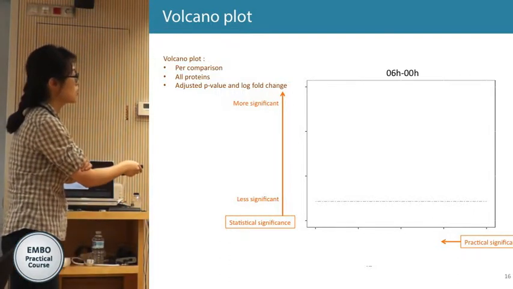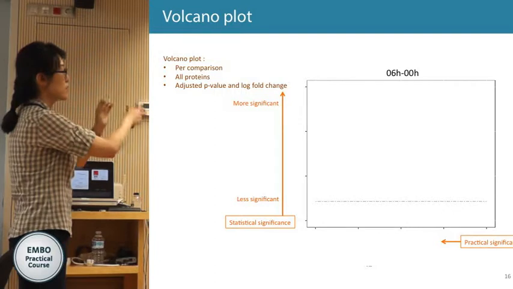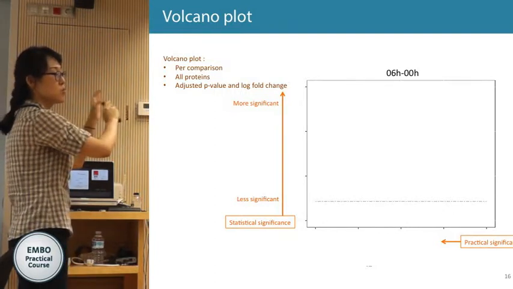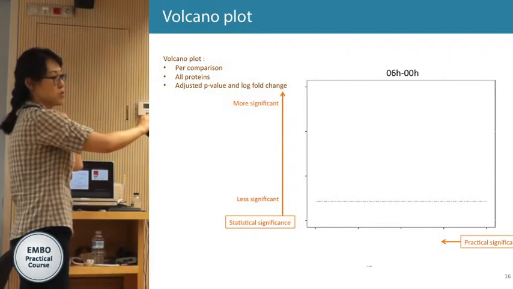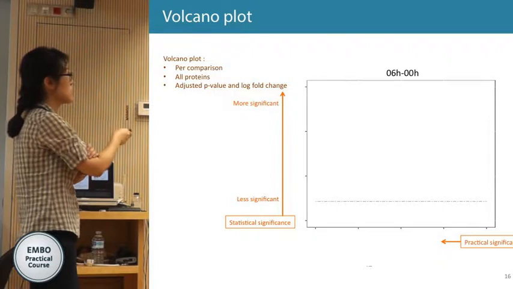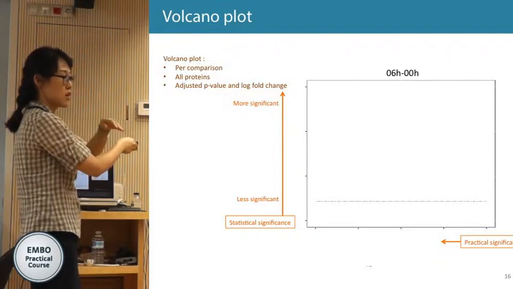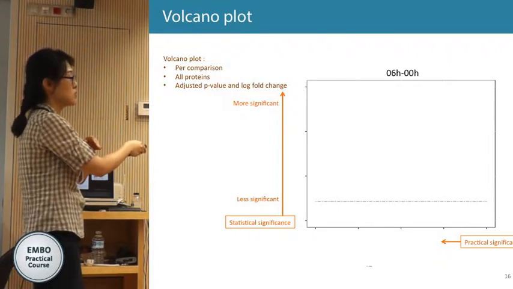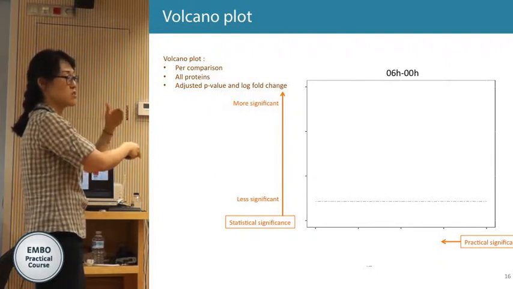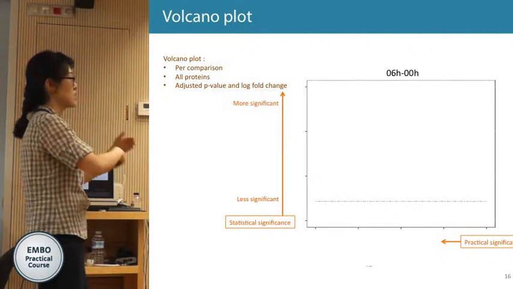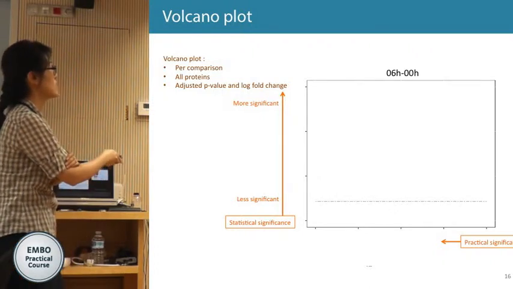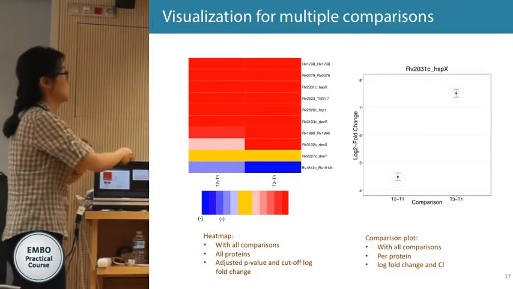And then here is the log2 fold change. If you go to the right panel or the left side, it means a bigger difference in fold changes. The red dot means up-regulated, which means 6 hours is higher. And the blue one is down-regulated, which means 0 is higher, like 6 hours has lower intensity. And this is per each comparison.